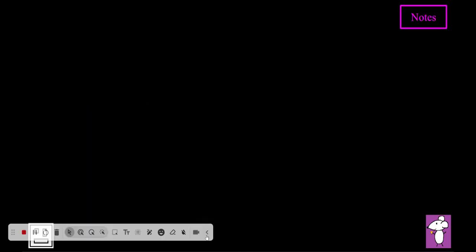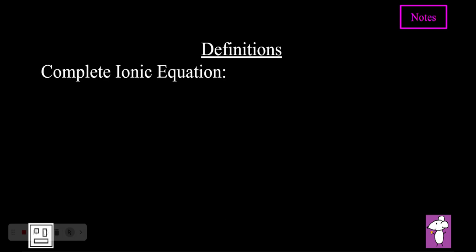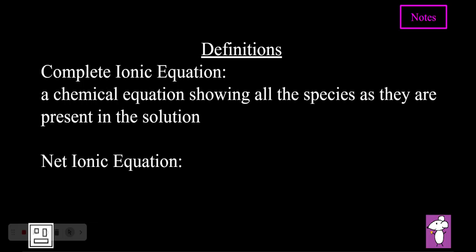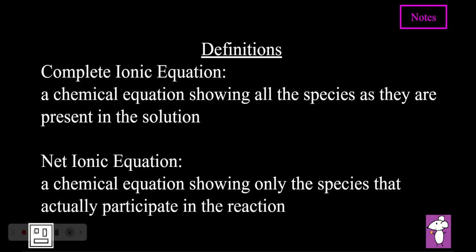I'm going to define a bunch of things first. There's the complete ionic, which is basically all the ions that are there. Whereas the net ionic is only those that are really taking an active part in what's going on. One is everything that's there, the complete one, and the net ionic is the ones that actually change from start to end.